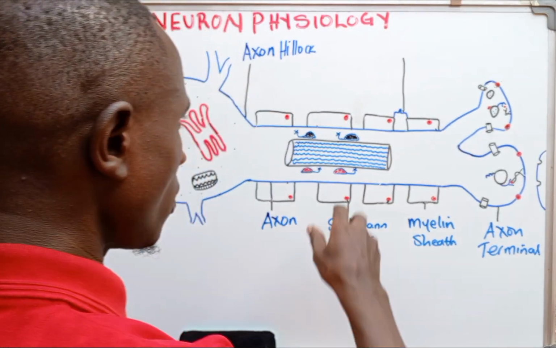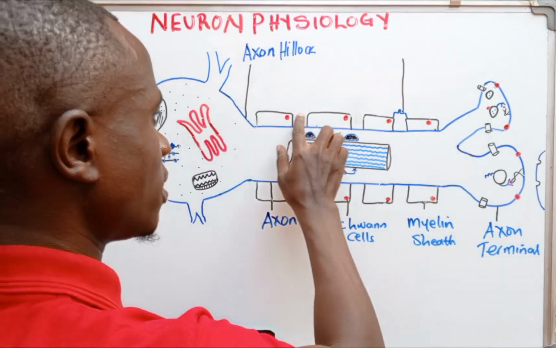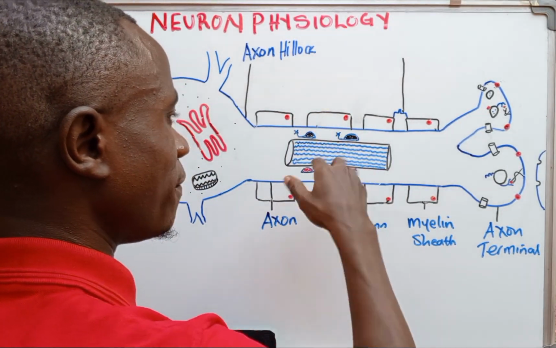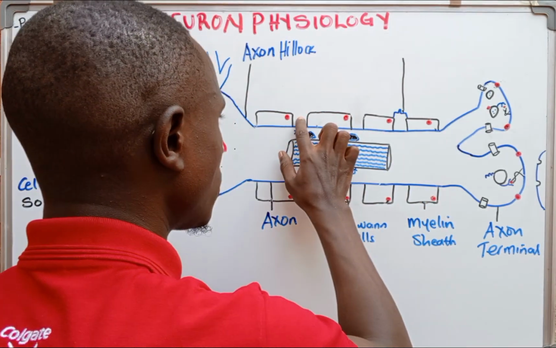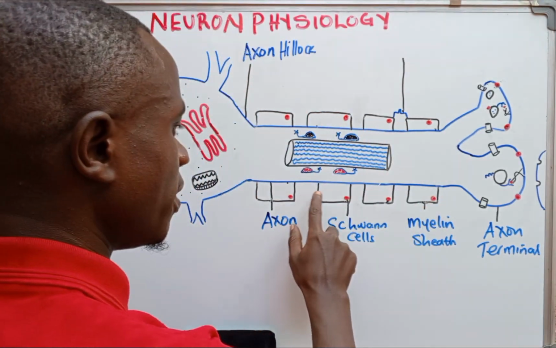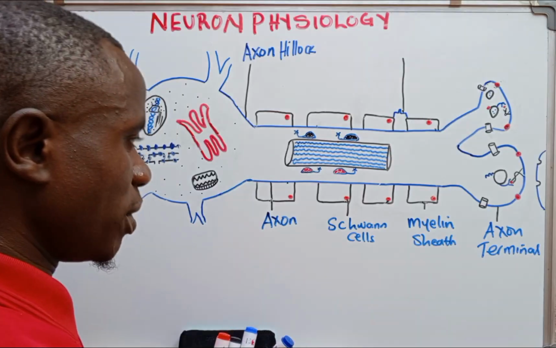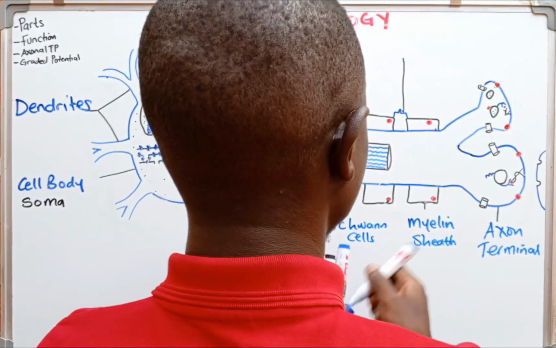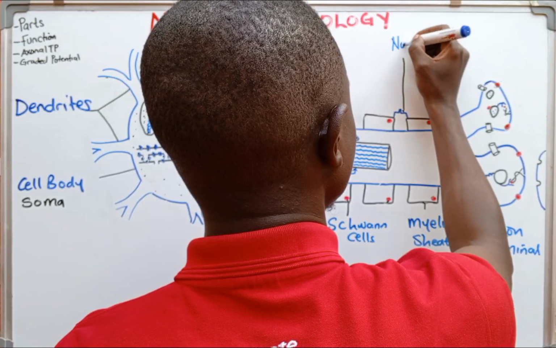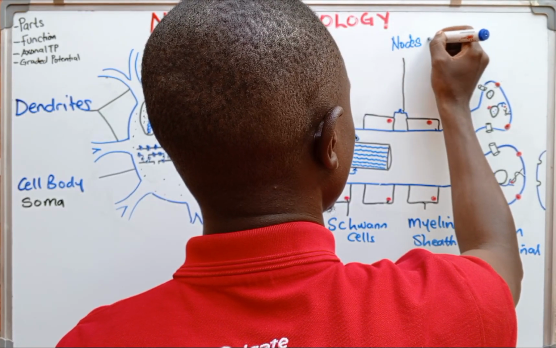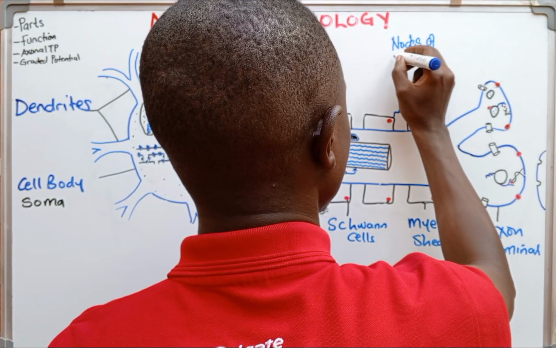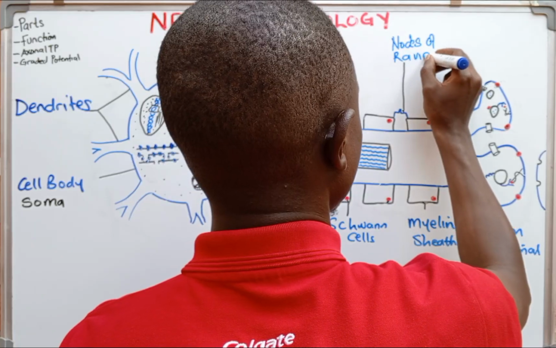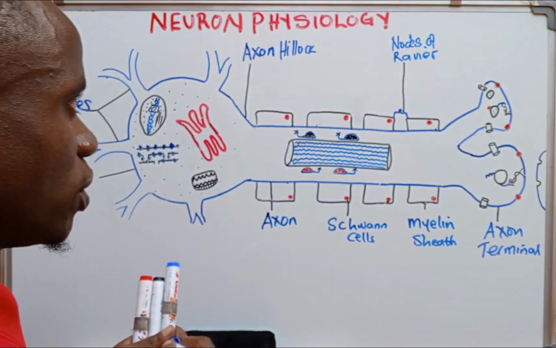Now, looking at the myelin sheath, which I've said is a fatty substance, we have spaces in between the segments of myelin. How do we call these spaces generally? These spaces are what we call the nodes of Ranvier.